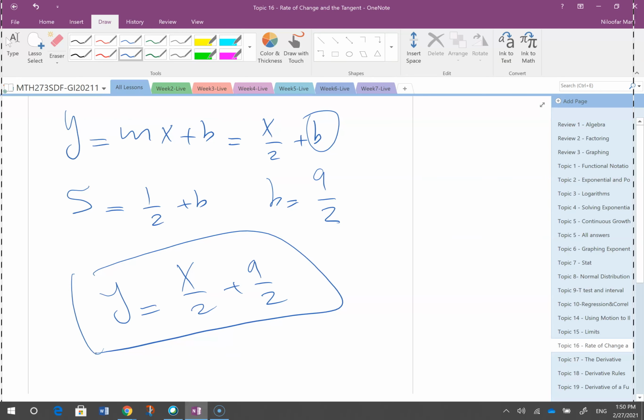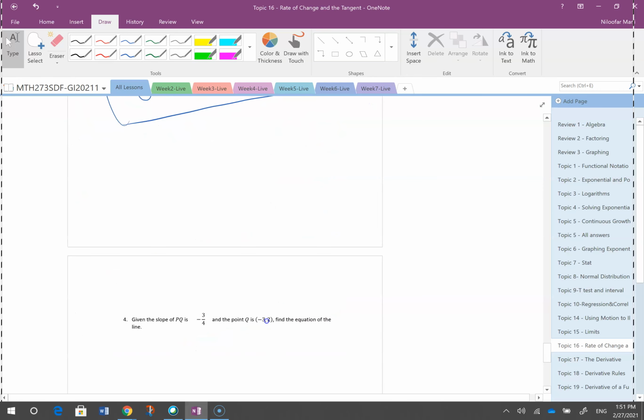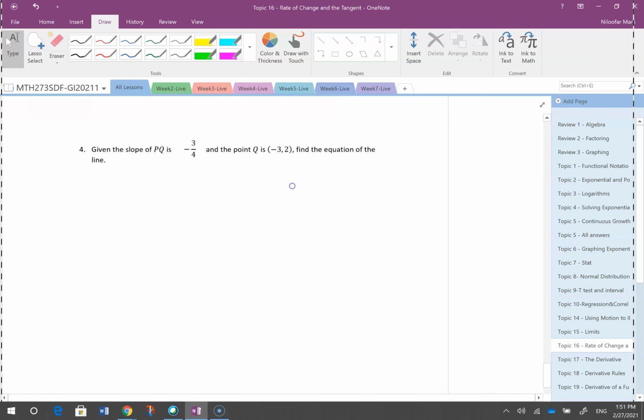So here you have a very similar question. You have the slope, you have another point, and you want to find the equation. So I recommend you do this on your own.